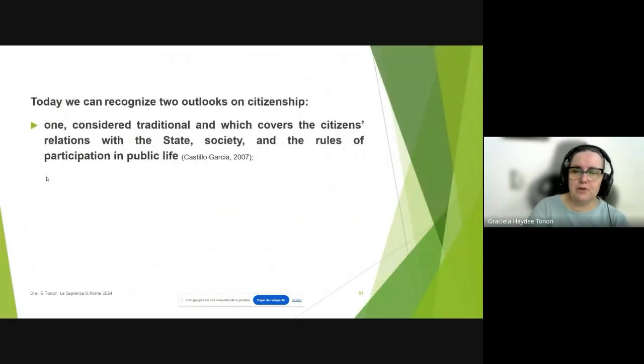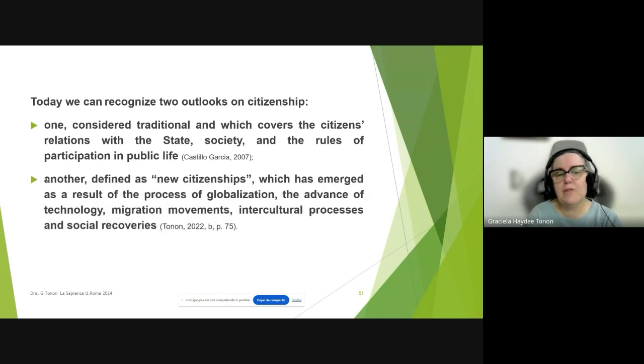Today, we can recognize two outlooks on citizenship. One is considered traditional and covers the citizens' relations with the state, with the society, and the rules of participation in public life. And another one is defined as new citizenships, which has emerged as a result of the process of globalization, the advance of technology, migration movements, intercultural processes, and social recoveries.